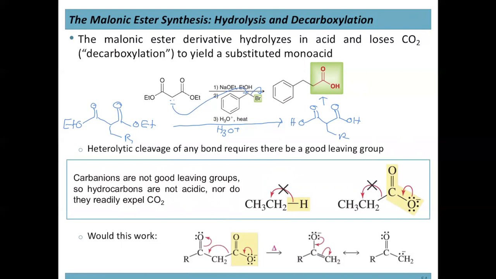Indicating in the green box the carbons that came from the malonic ester, I'll highlight those from the malonic ester in a green box as well. So all those in that green box there show up in this green box.